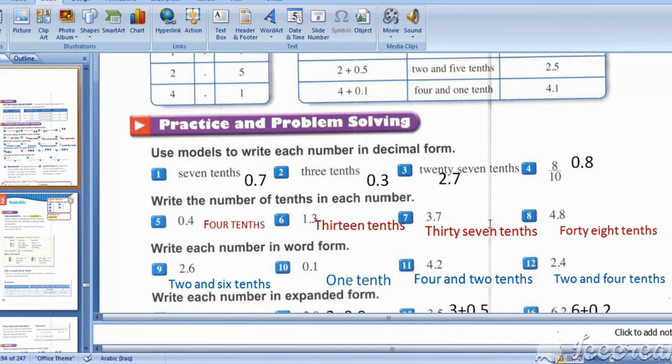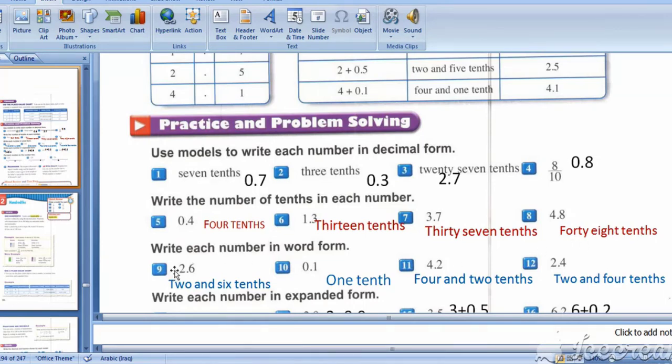Then number 5 till number 8, we write the number of tenths in each number. We have 0.4, that means we have 4 tenths, and we have 1.3. 1 is a whole number, so it's 10 tenths, and 3 we get 13, right, 13 tenths. And 3.7, 3 is also a whole number, that means we have 30 tenths, and 7 we get 37 tenths. And from there we have 4 is a whole number, that means 40, and 8, right, 48 tenths.